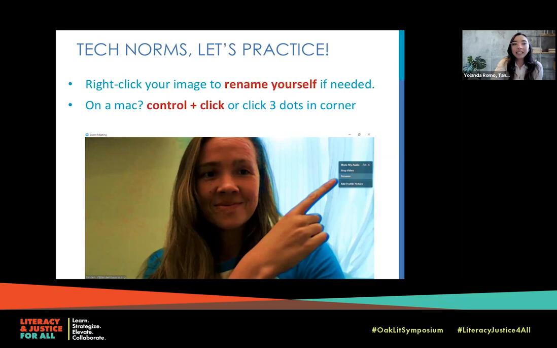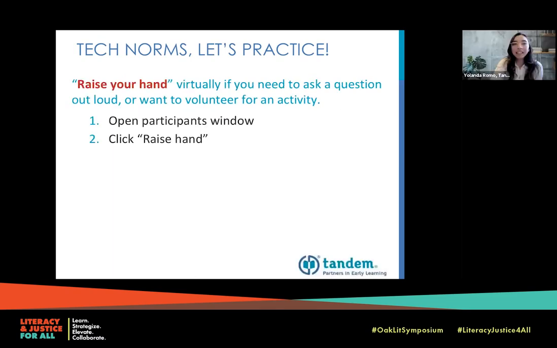Another way to use tools to make this workshop interactive is the chat function. So we will be using the chat function a lot. So let's go ahead and start with that. If you can open the chat and go ahead and share one thing you hope to gain today.